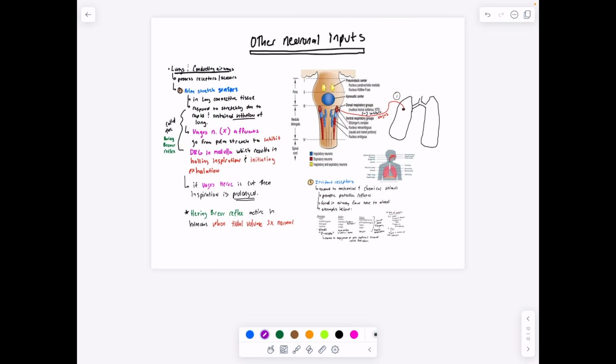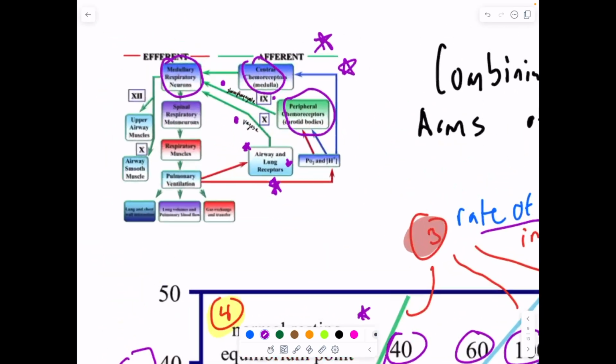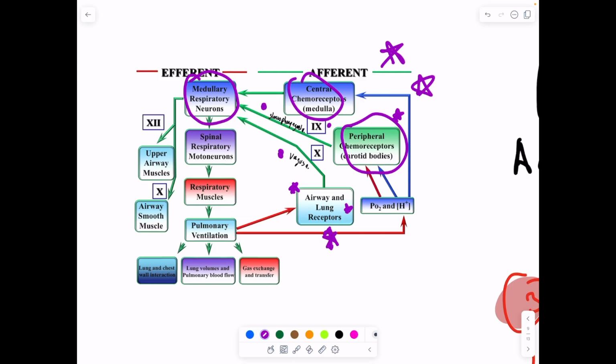All right, so then we're almost done. Other neuronal inputs. If we go back to this diagram right here, we said our peripheral chemoreceptors, the ones in the walls of the aortic arch, really aren't doing too much in regulating respiratory rate for people. But we do have that vagus nerve, which takes sensory data from the aortic arch, and is also going to give us some sensory data from receptors inside of the airway and the lungs themselves.